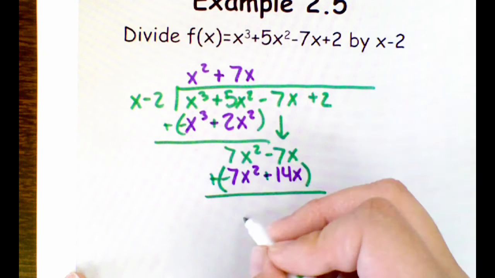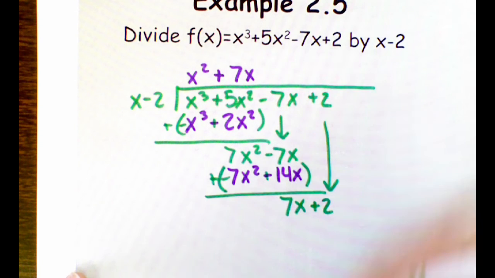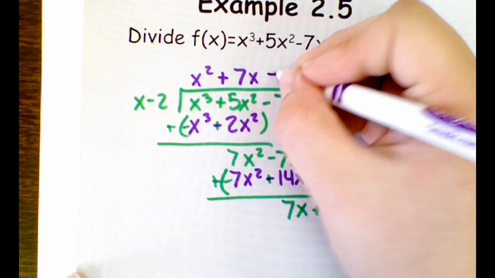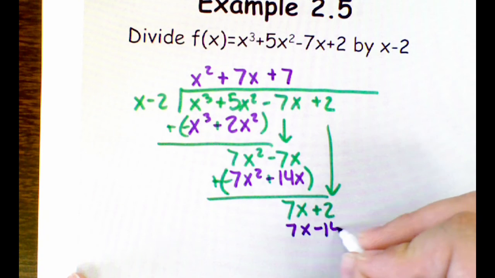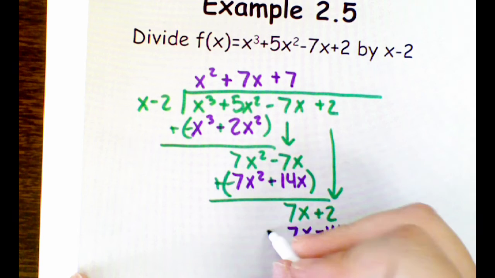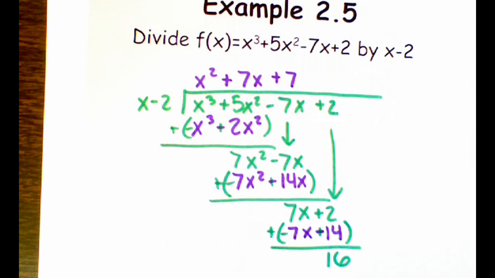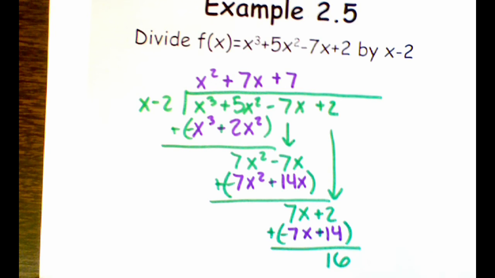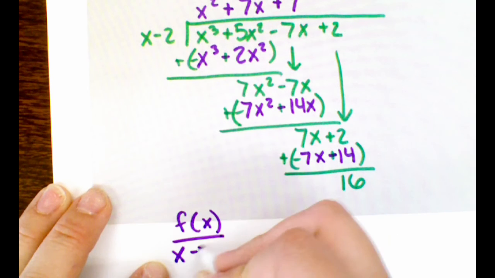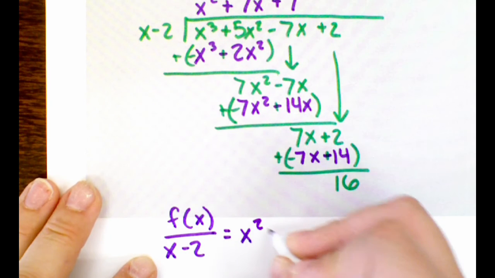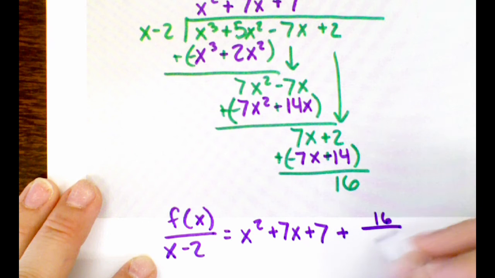Changing the signs, I get a 0 and I get a positive 7x. And bring down my last term. X times 7, so 7x minus 14. And when I subtract those, I get 16. The final remainder is 16. So that means f of x divided by x minus 2 is equal to my quotient, x squared plus 7x plus 7, plus 16 over x minus 2.